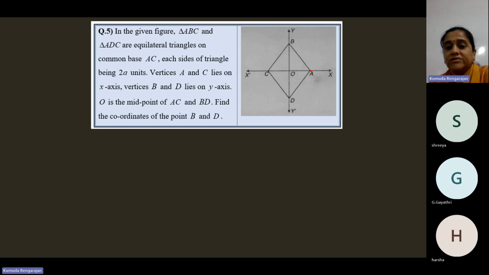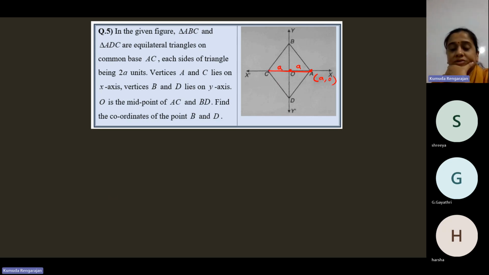Can you tell me the coordinates of point A, children? This is not asked. We'll just see if we understand the situation. Can we write the coordinates of point A? Tell me. A, comma 0, because this is 2A and this is the midpoint. So this is A here and A here. So this one will be A, comma 0, because it's on the x-axis. So x, comma 0, A, comma 0.